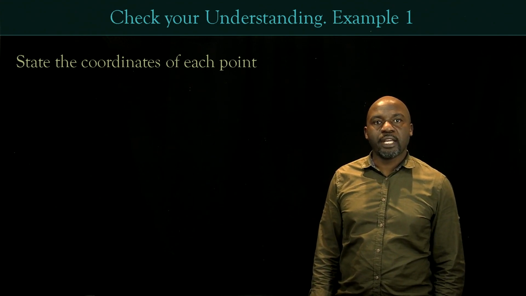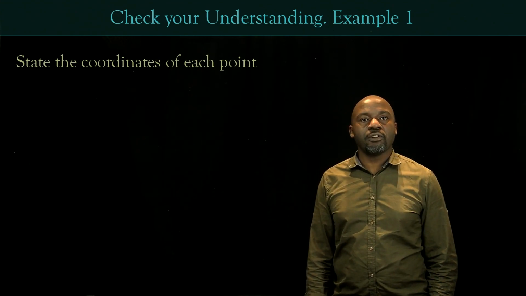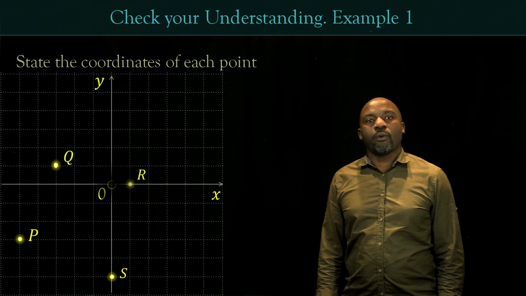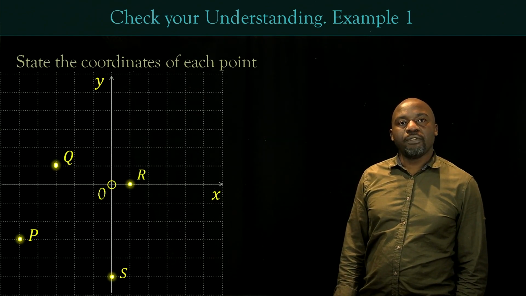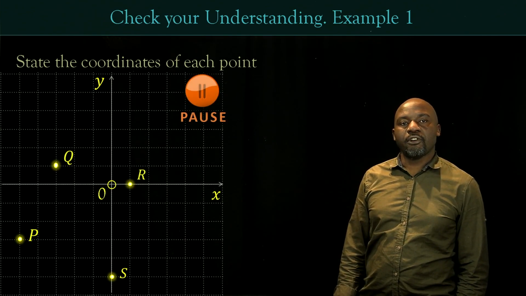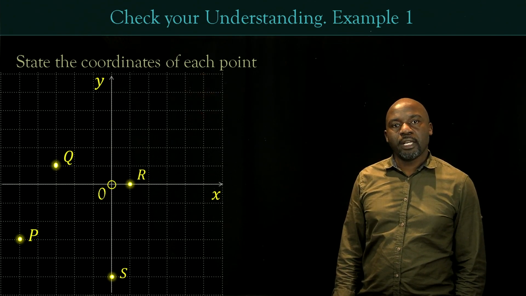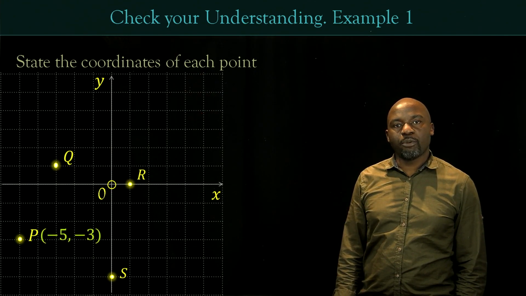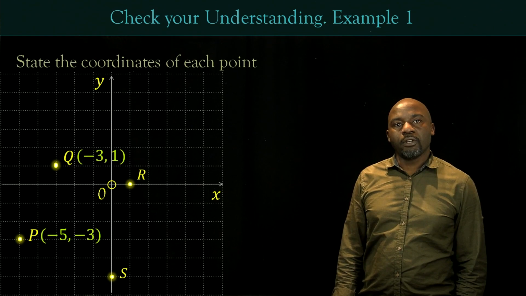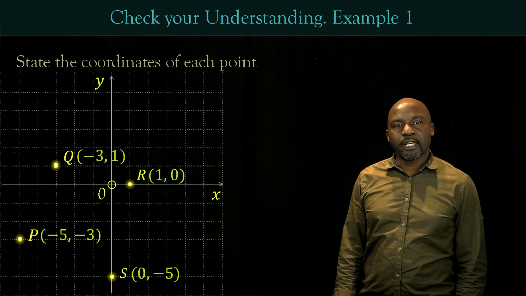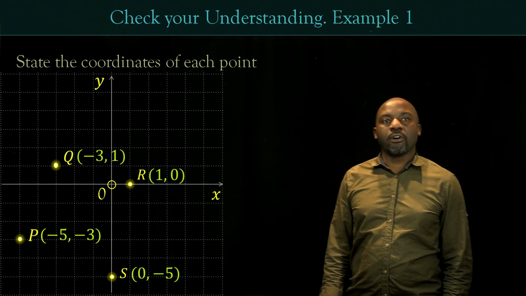Check your understanding with example 1. State the coordinates of each of these points. Okay, what I want you to do is to pause the video and test your understanding. If you've done this correctly, then your answer should be as follows. The coordinates of point P, coordinates of Q, coordinates of R, and the coordinates of point S are given. Okay, hope you got that.